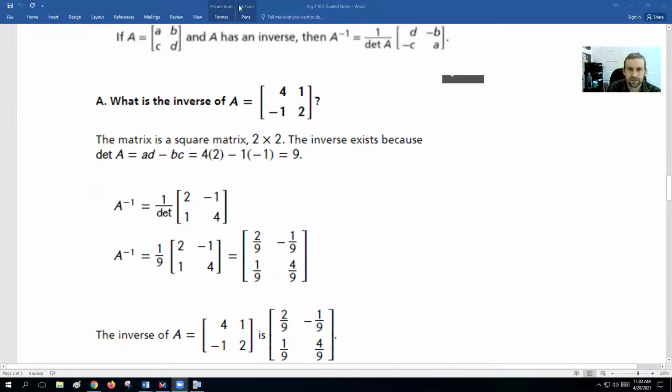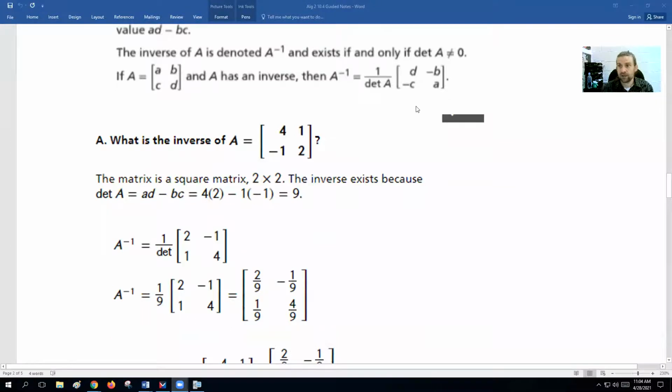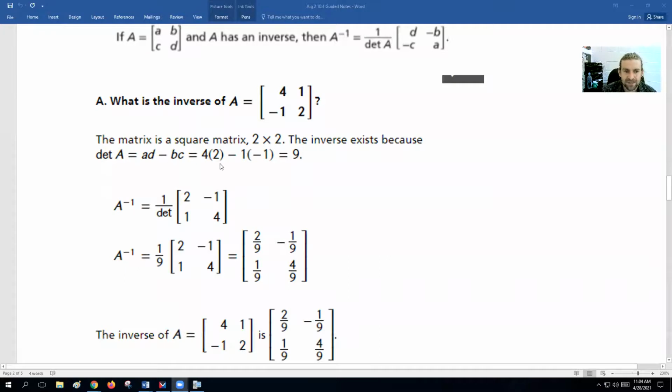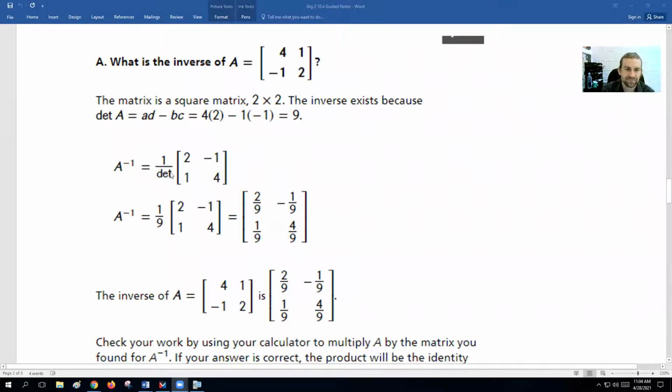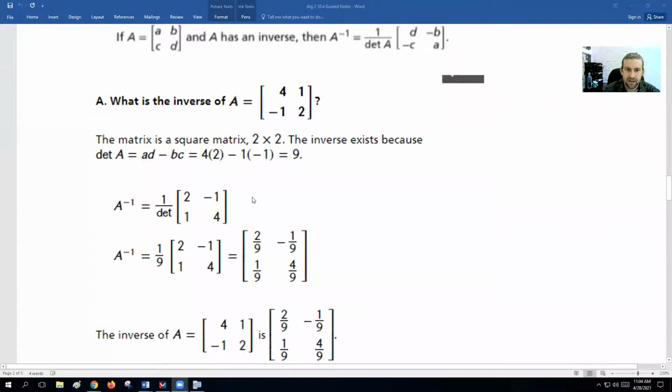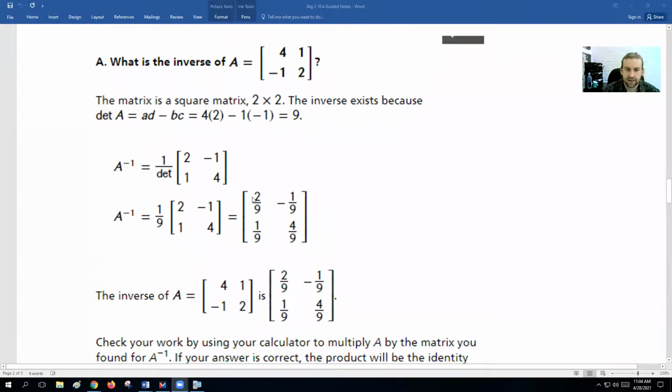Okay, so next, let's talk about another great purpose of the determinant. So if we can look at the determinant to see if an inverse actually exists, it's great. The other thing is we can use that A times D minus B times C to help us find the inverse. The inverse of a matrix is equal to the matrix times 1 over the determinant. So in this example here, if we cross multiply, 4 times 2 is 8, minus the negative 1 here, that's 9.